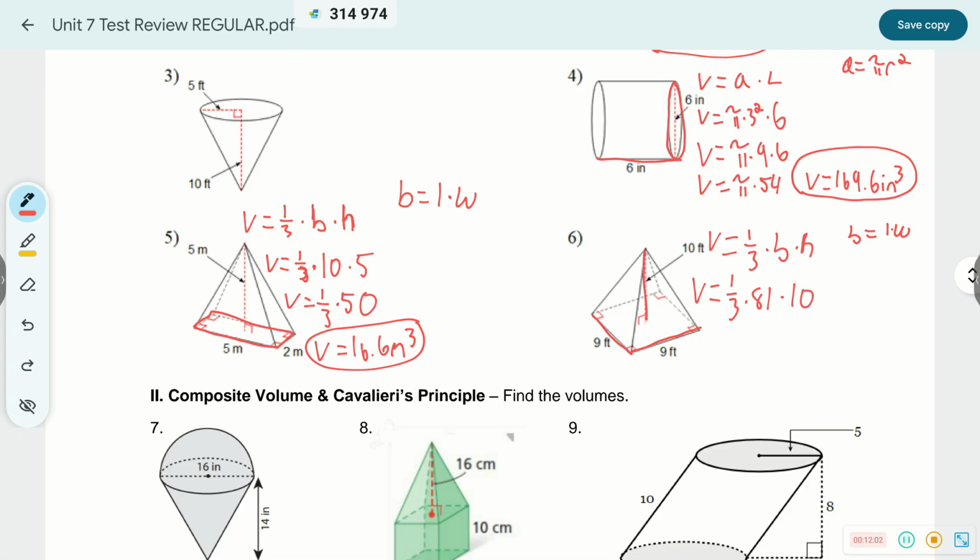Okay, so volume equals 1/3 times 810. 81 times 10 is 810. Somebody do 810 divided by 3 for me. 270. Volume equals 270 feet cubed.